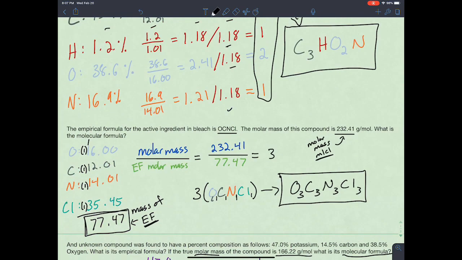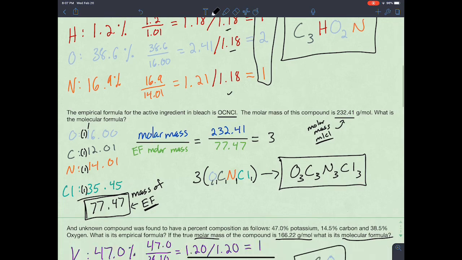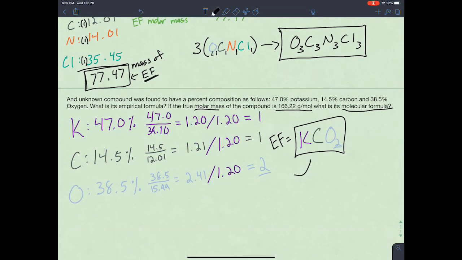So if you look at the second question, it starts by giving you the empirical formula of something, and then giving you the molar mass of that thing in the compound you're looking at, and asks for the molecular formula. So that's where we are right now. We found our empirical formula, and now we're given a mass, and we're asked to find the molecular formula.